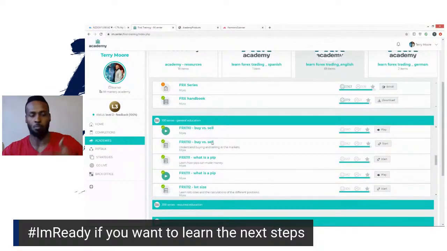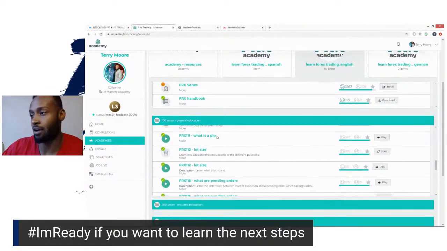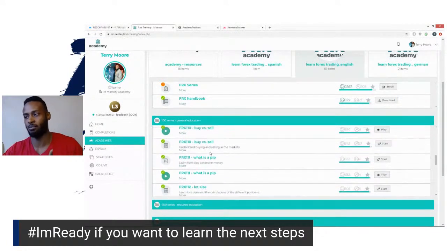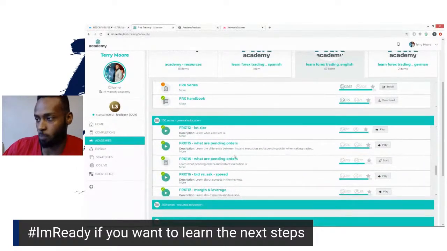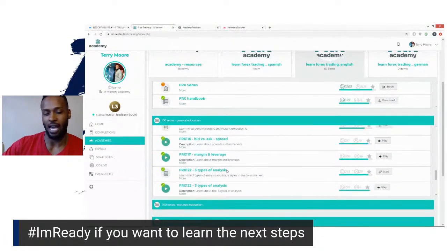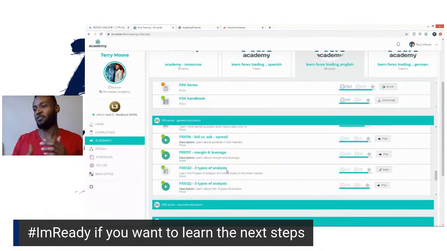A little earlier, we went over buy versus sell. How do you get your money? How do you make your money? That's what you're going to learn with what is a pip, what is a lot size, what are pending orders, what are the bid price versus the ask price. It's a lot of different information that you're going to learn.